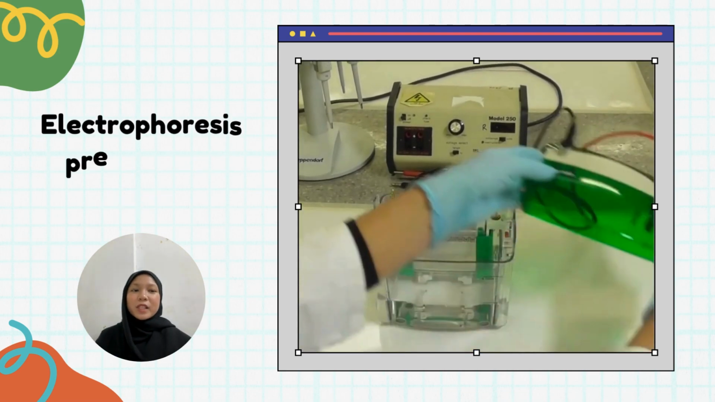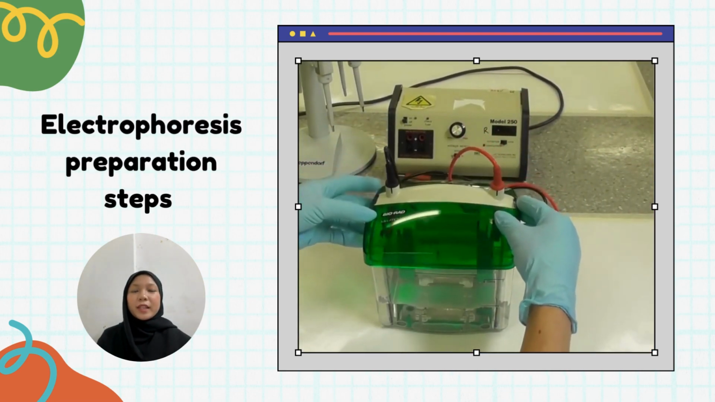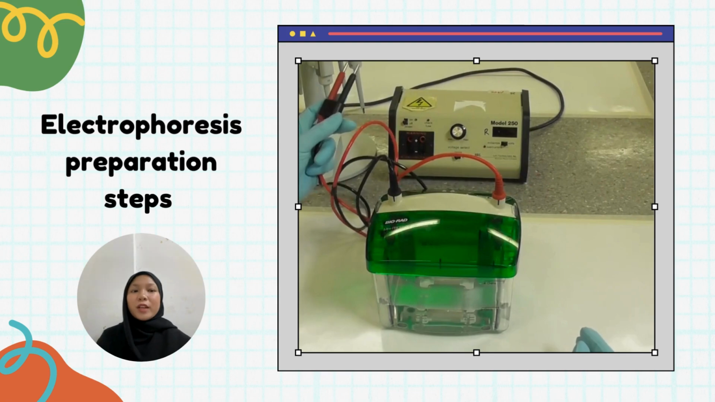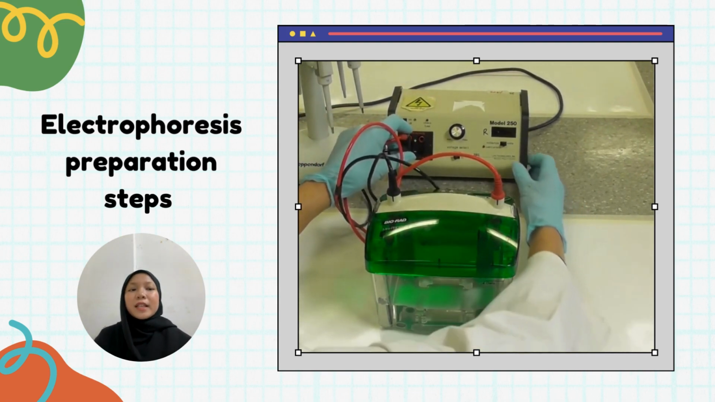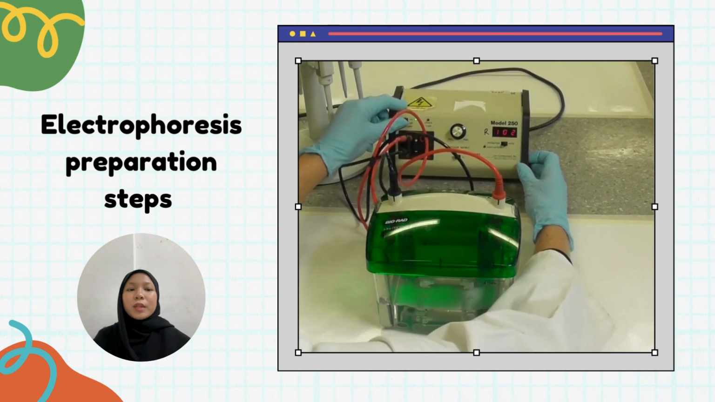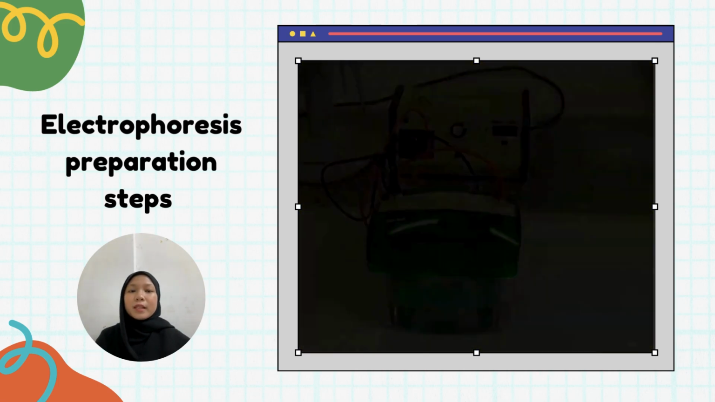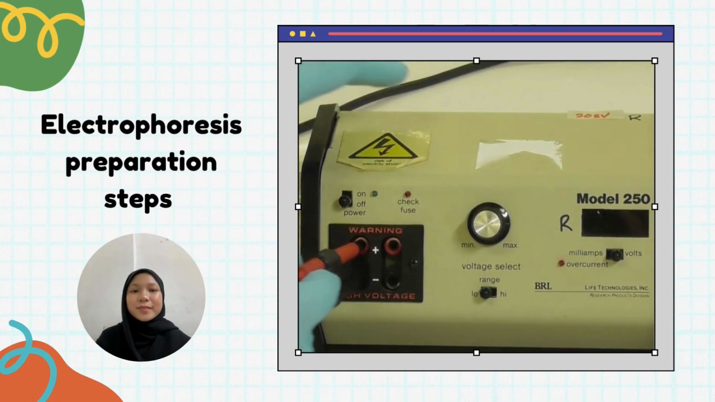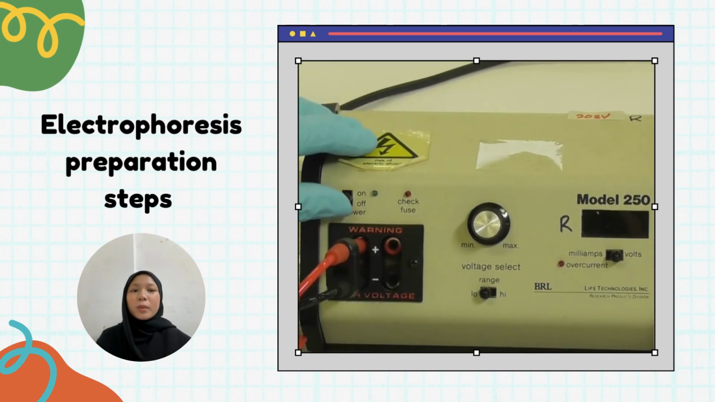Once the sample is loaded, complete the assembly of the tank by placing the lid over the two electrodes, black to black, red to red, and press down. Connect the electrophoresis unit to the power supply, making sure black connects to black and red connects to red, and then switch on.